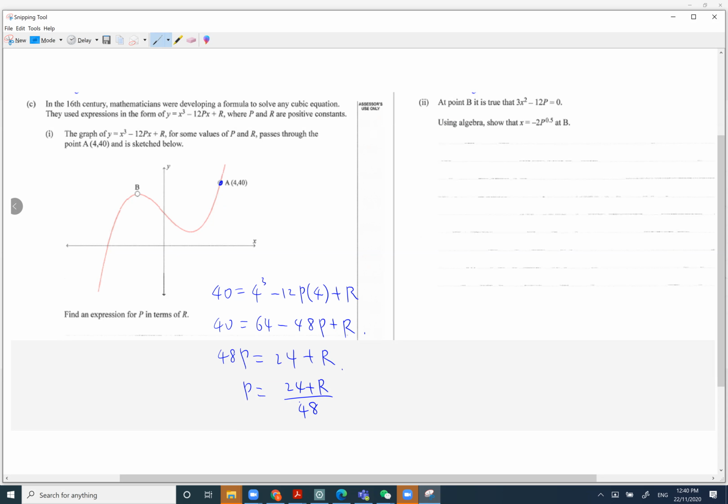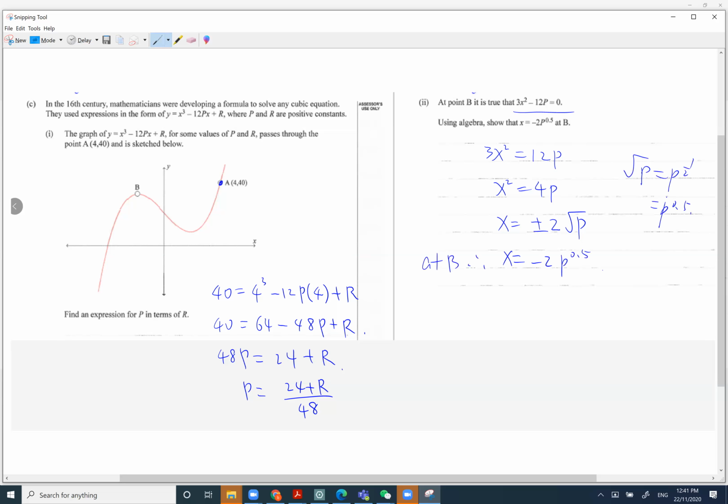At point B, they told you this equation, so we just solve for x. X squared equals 4p. X equals plus minus 2 root p. From the graph, we know it's negative. Therefore, at B, x equals negative 2 root p. Root p is the same as p to the power of half, or p to the power of 0.5.